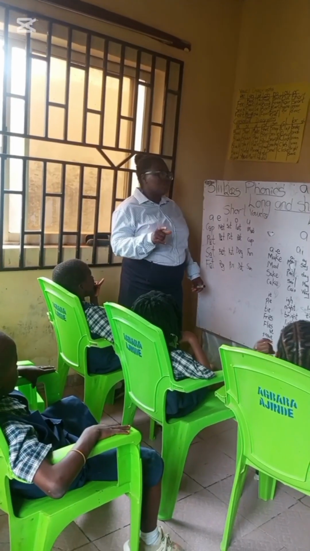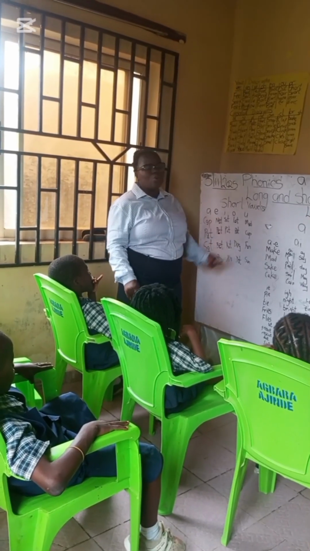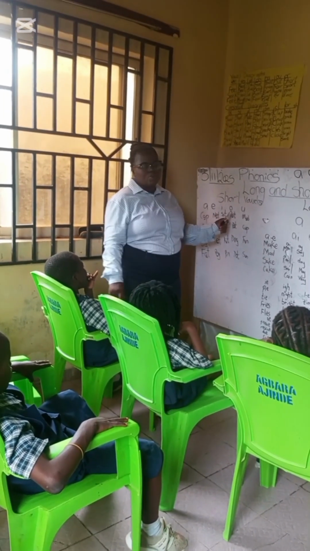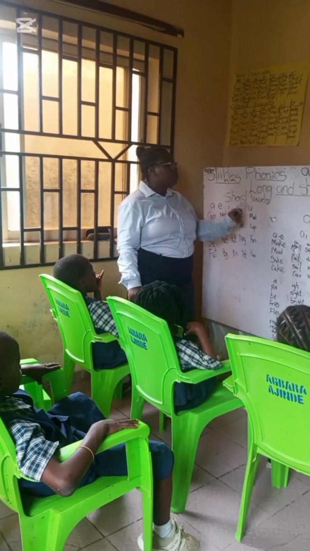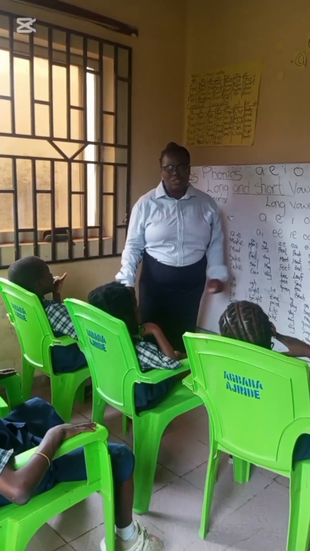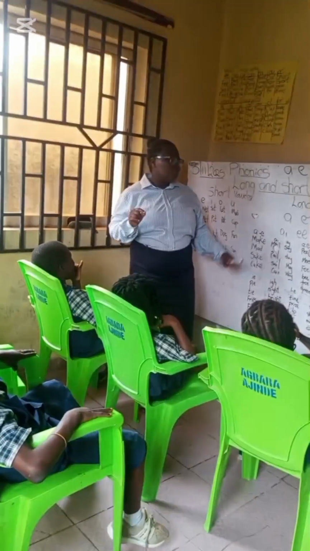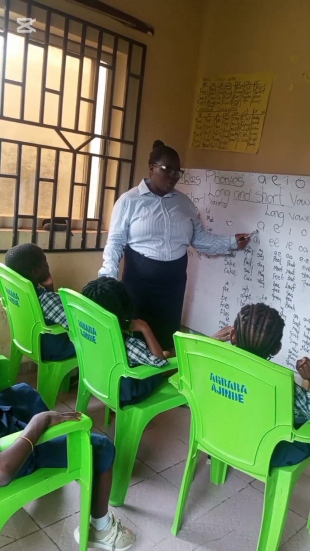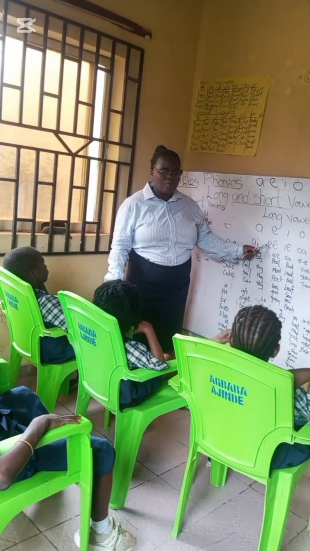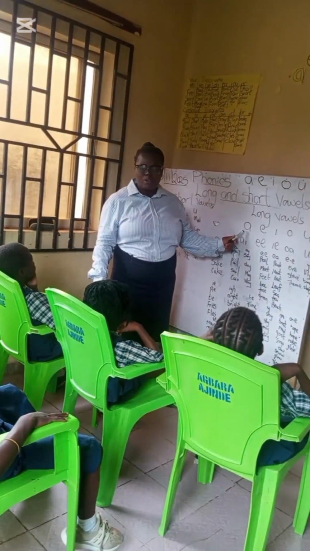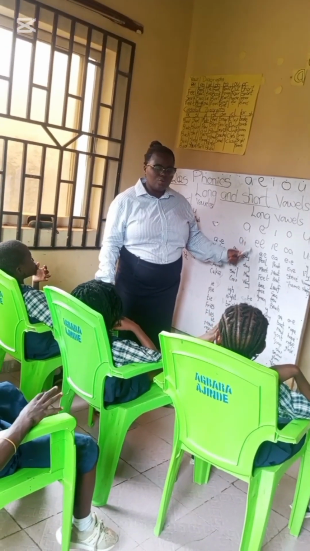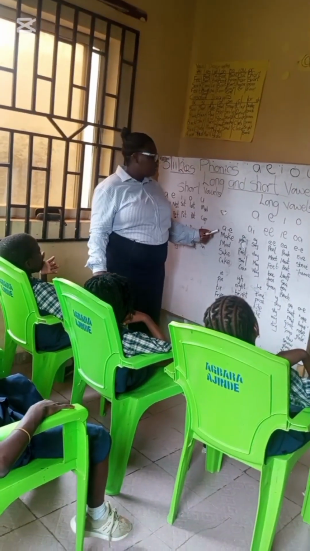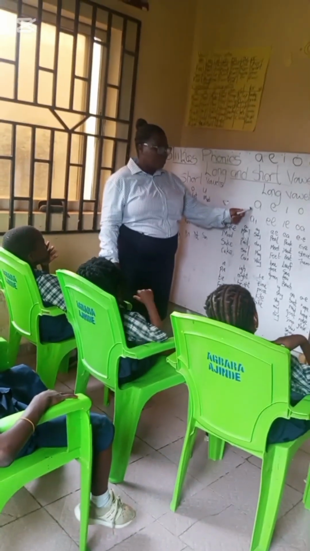Other things you need to know is that for your short vowel, we always take the letter sound, while for your long vowel, we always take the letter name. And the interesting part of your long vowels is that it could be a single vowel, it could be a double vowel. Alright, so let's look at A, for example.